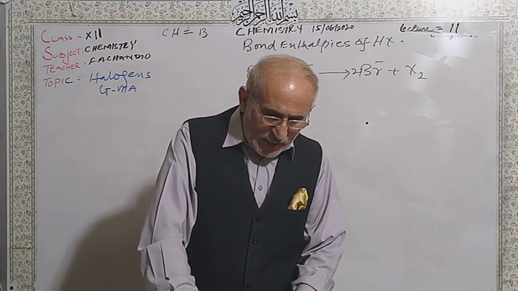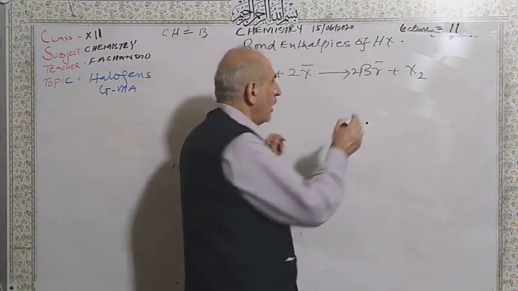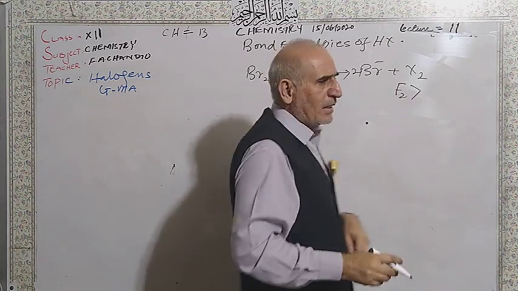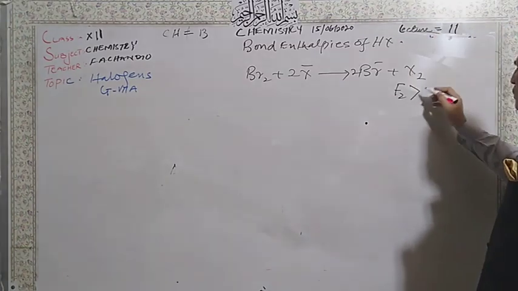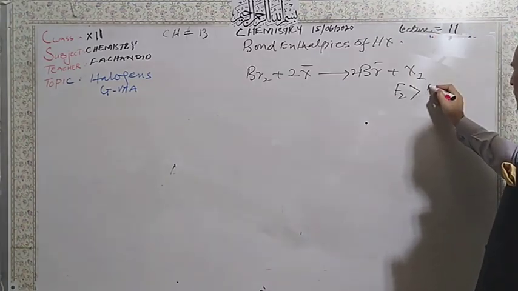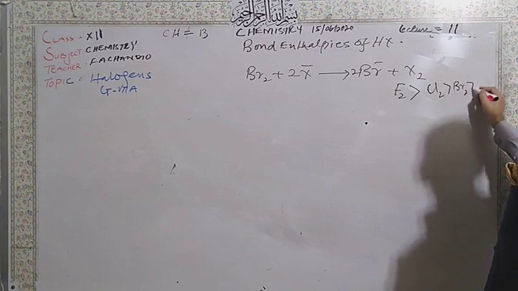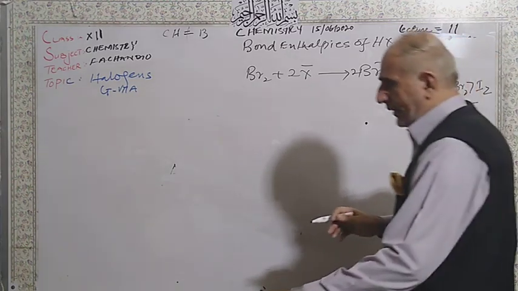Now, strength of halogens as oxidizing agents. The fluorine molecule has the highest oxidizing power. Then the oxidizing power is going to decrease.